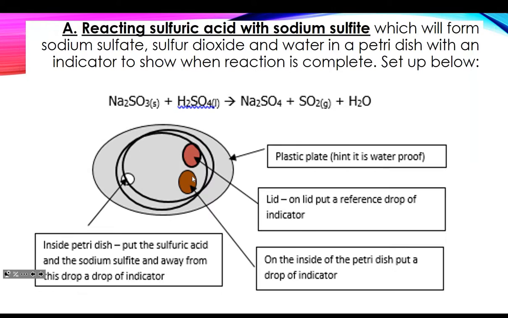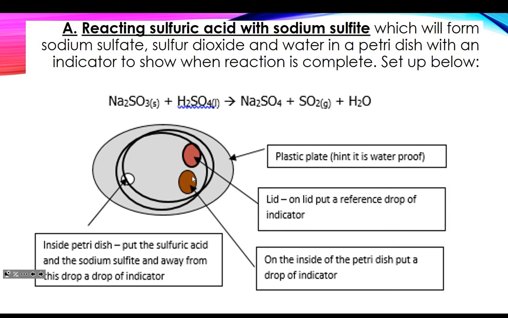Okay? All right, so I'm going to talk through each experiment first, and then I'll show it to you in just a minute. So the first experiment in Part E is reacting sulfuric acid with sodium sulfite. This one is one that we will do in a Petri dish. And as we do it in the Petri dish, there are some things you need to be aware of.